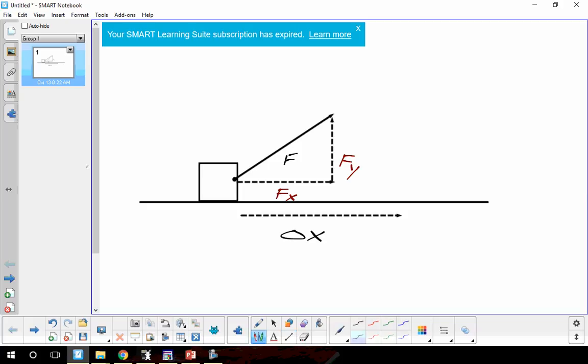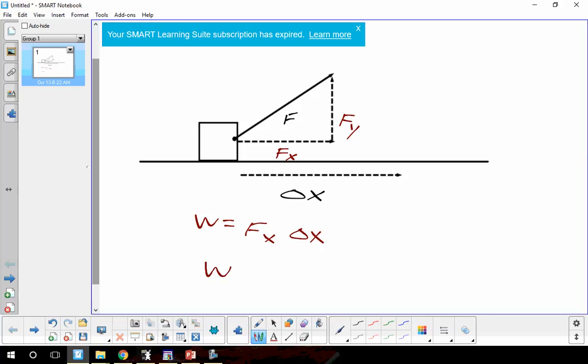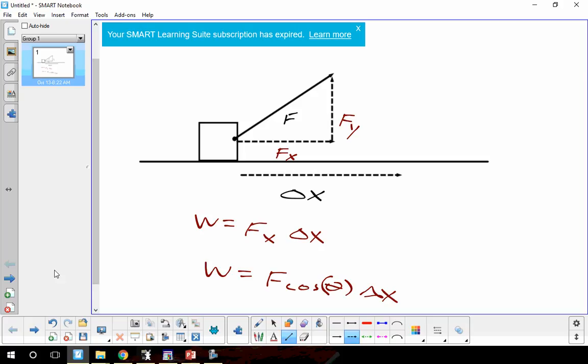So in this case, I'm going to say that the work is going to be equal to the force in the x direction times delta x. And like we were just saying, the work is going to be equal to the force times cosine theta, delta x in this case. It doesn't matter if cosine theta is after the x or before it. It's all the same because you're multiplying by cosine theta. Fair enough? It's only the force that is being applied in that direction that actually goes towards doing the work.